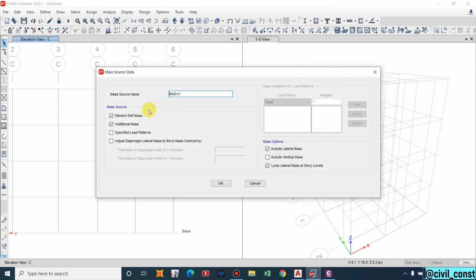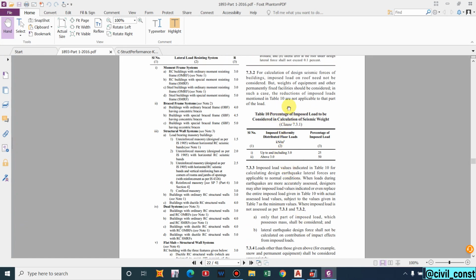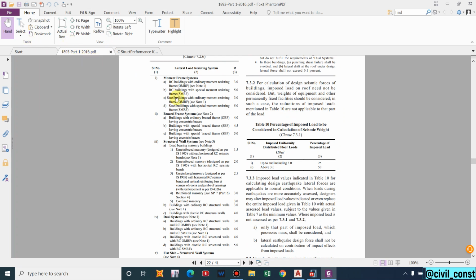Now modify our show mass source. I will tick specified load patterns and then I will explain other things. Dead load, add, and external wall load. I will add dead load only. Internal wall and floor finish, which is also dead load, and parapet wall, that is also dead load. Now for live load, we come to table 10 in the IS 1893 part 1 2016.